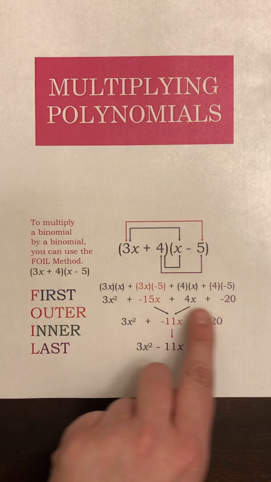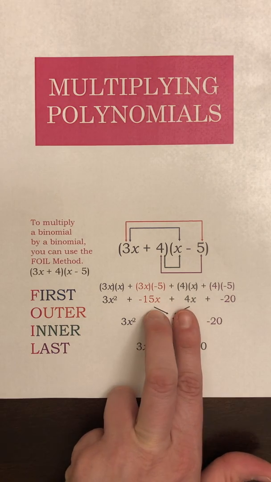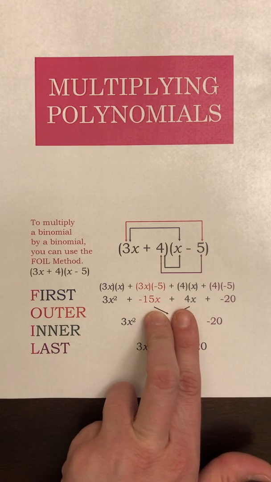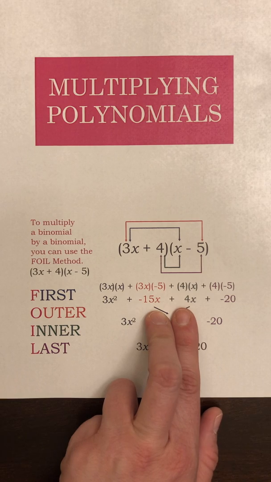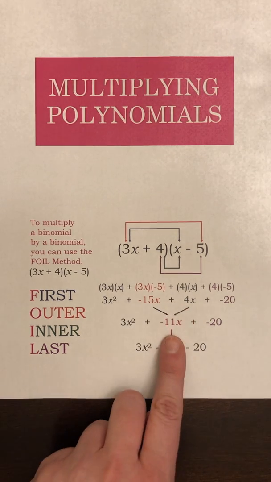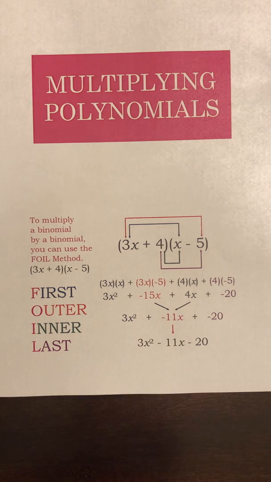Out of those 4 terms, it just so happens that those two in the middle are like terms. Remember, to be alike, they have to have the same variable as well as the same exponent, which they both have: an x to the first power. So negative 15x and positive 4x turn into negative 11x. So our final answer, written in descending order, is 3x squared minus 11x minus 20.